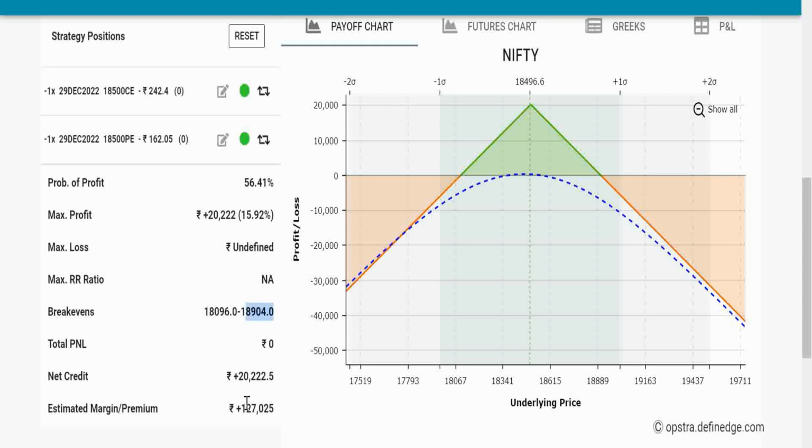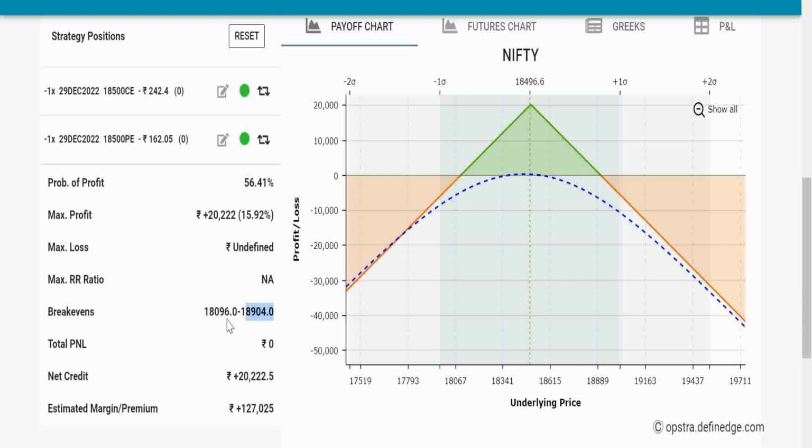This type of strategy is very risky because here you clearly see that you have unlimited risk if the market moves beyond your lower break even of 18,096, or above your upper break even of 18,904. However, the Nifty historically moves within 500 or 1000 points in a month. So based on some adjustments, we can get out of the trade with a minimum loss or minimum profit. Those adjustments we will see in the upcoming videos.